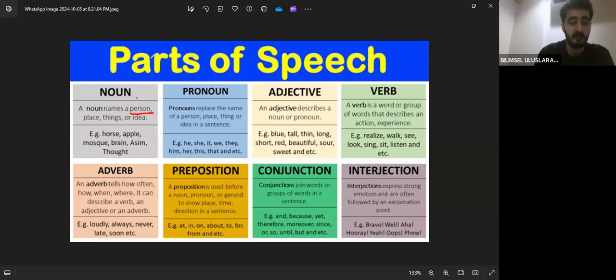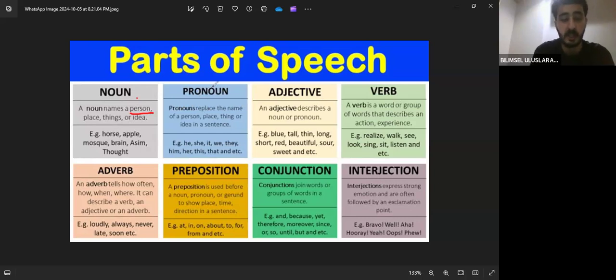Or idea. Thought. Idea. So nouns are very easy. We're going to learn how to tell the difference when we read a script together, and I'm going to try and find out if you really know the difference between parts of speech.